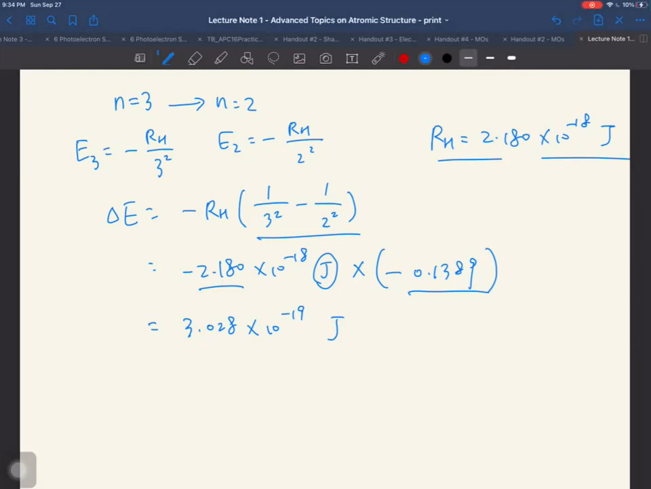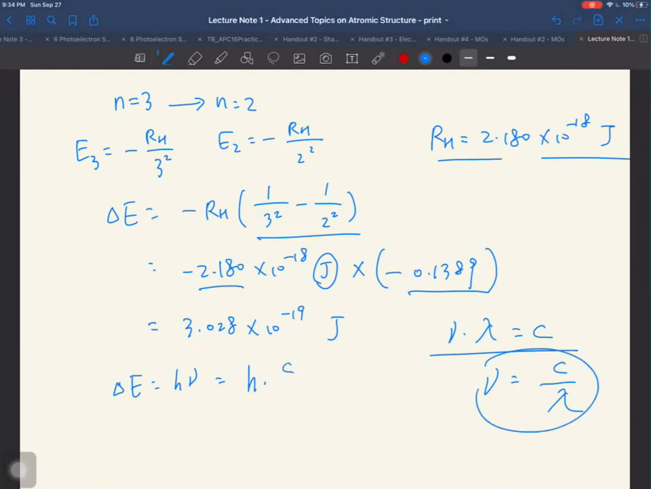Please confirm for me. And then we know delta E equals h nu, and nu times lambda is the speed of light. So h times nu should equal h times c over lambda, right? So we put this in the equation. We got this. Is this relatively easy for you guys to follow, or is it not so easy? Because I think it is.